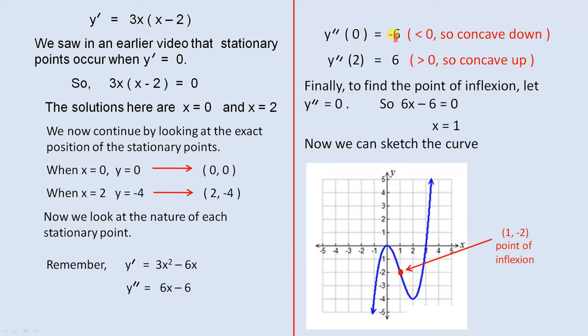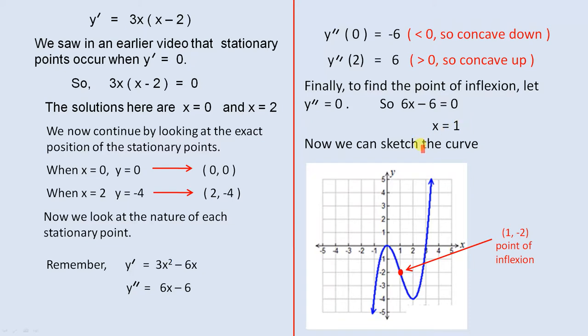So you remember from the earlier video, that is less than 0, so the curve at the point 0, 0 is concave down. Now we substitute x equals 2 into the second derivative and we get 6. That's greater than 0, so the curve is concave up. Finally, to find the point of inflection, let the second derivative equal 0. So 6x minus 6 equals 0, therefore x equals 1.